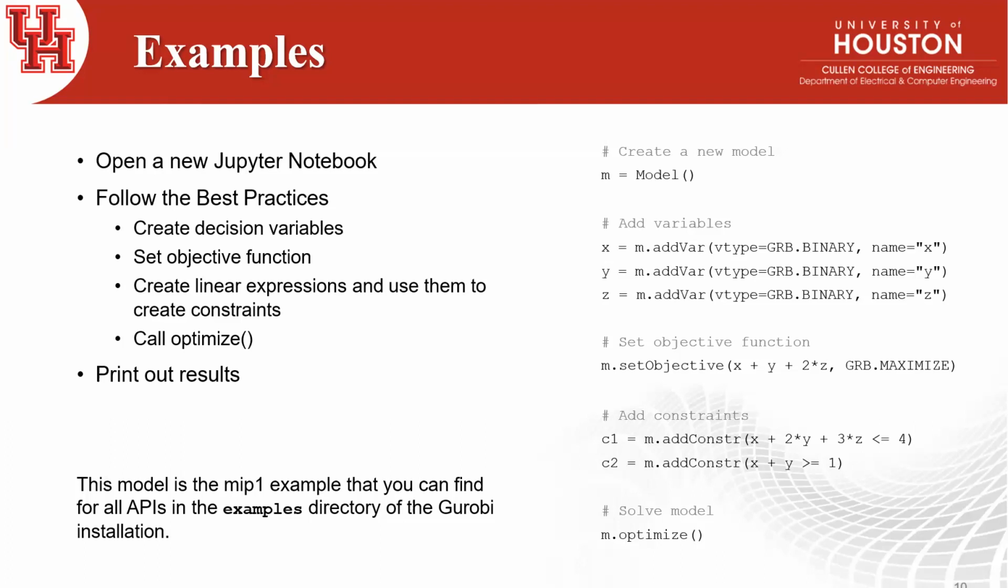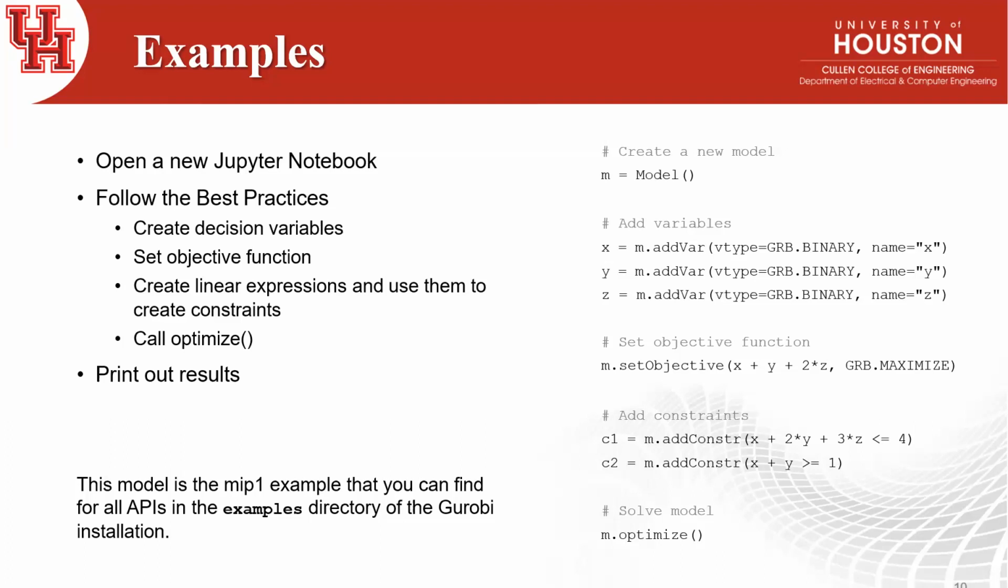As you can see, we have already created the variables, and we can use them here. The objective should be x plus y plus 2z. The last parameter is to set whether we want to maximize or minimize the problem. With this line, we set the objective function. The next two lines add constraints. We have two constraints, and we can add them one by one.